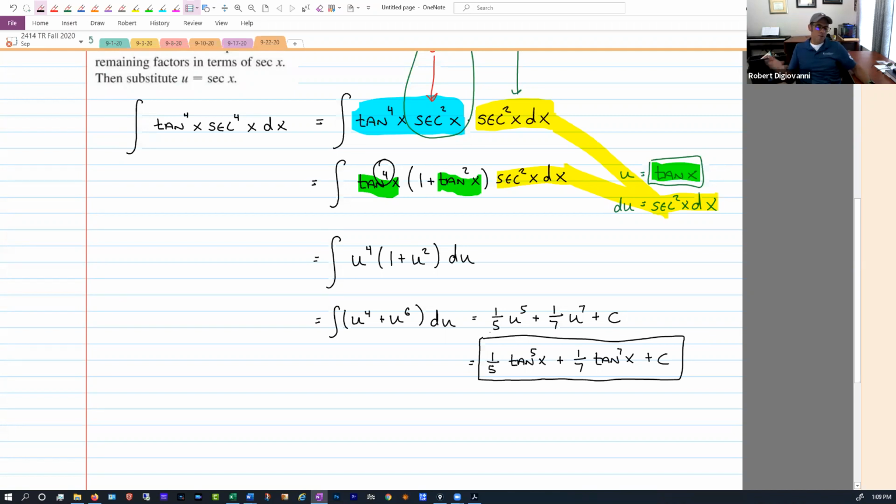This is the first example. It's pretty straightforward. We have an even power of secant. We peel off a secant squared. We get everything written as tangent, and then we just do a basic U substitution. Any questions? Yes, I have a question.